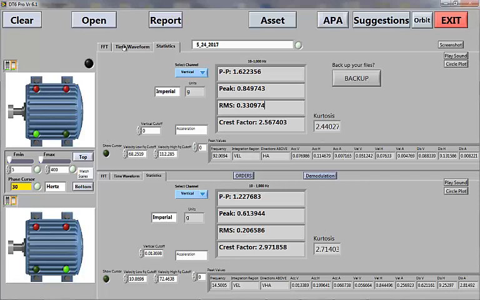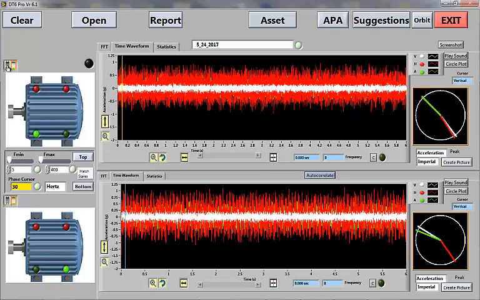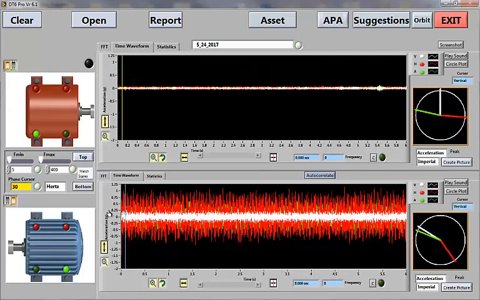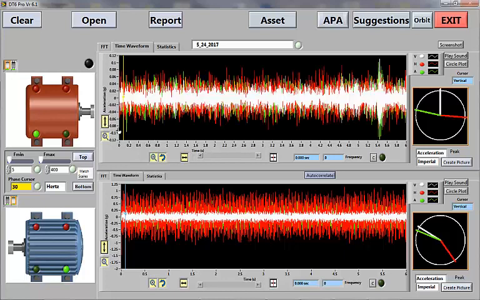But let's go back to the time waveform and look at the pump side. If we scale it to the bottom one, then we have these two scales as the same, same units and everything. And we notice that the outboard side has an incredibly small vibration relative to this one. If we just zoom in, we can roughly compare the scales.